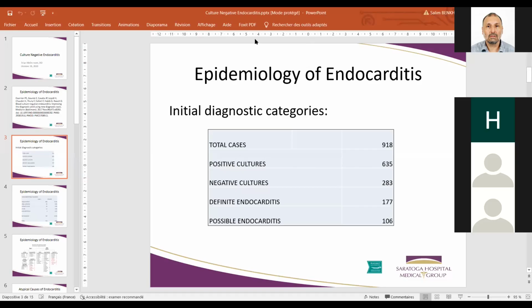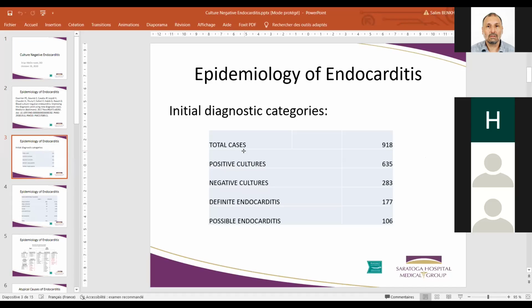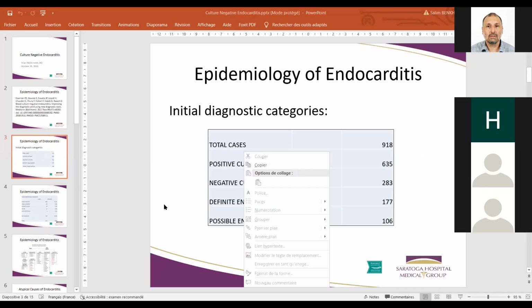So first, to talk a little bit about endocarditis in general, right? Endocarditis in general is typically a bacterial infection. The most common infections are organisms like Staph aureus and streptococcal infections, Enterococcus. The predominance of infections are gram-positive organisms.